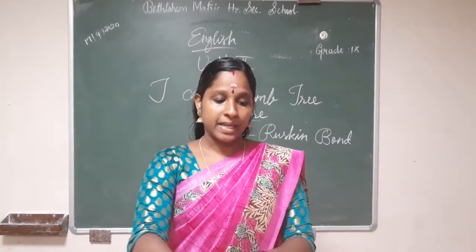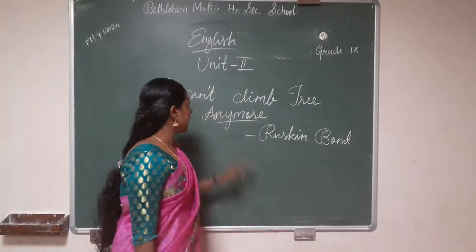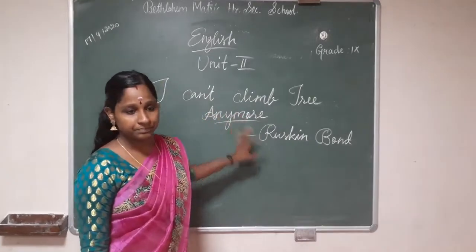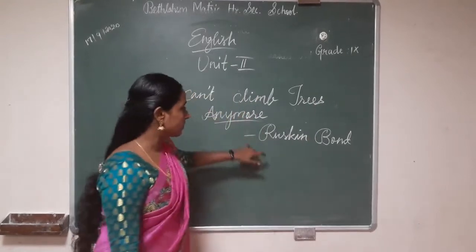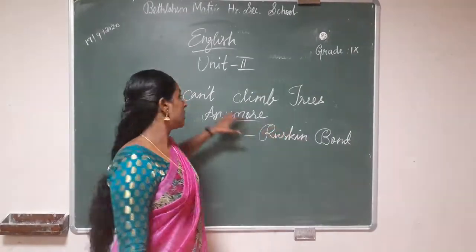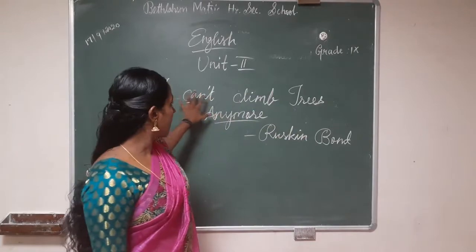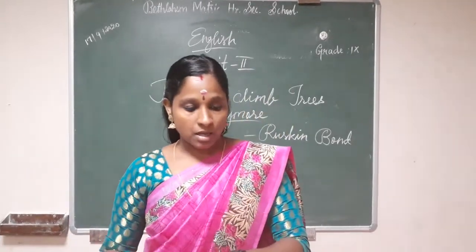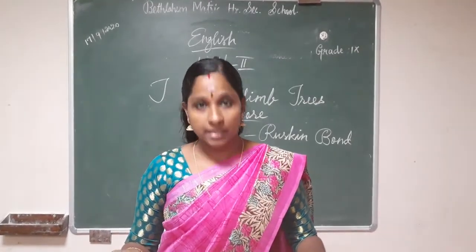Then today we are going to learn another topic: "I Cannot Climb Trees Anymore", written by Ruskin Bond. What do you understand from this topic? Climb means move up. You know that, isn't it? So, I cannot climb trees anymore, written by Ruskin Bond. All of you take the book and flip to page number 31.